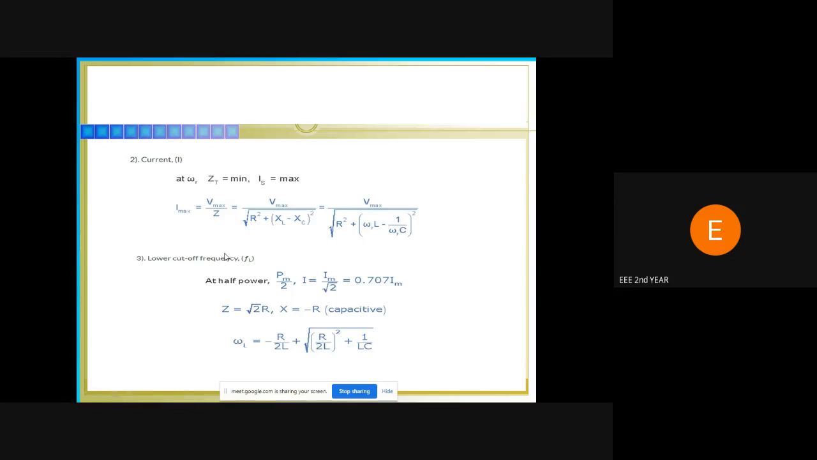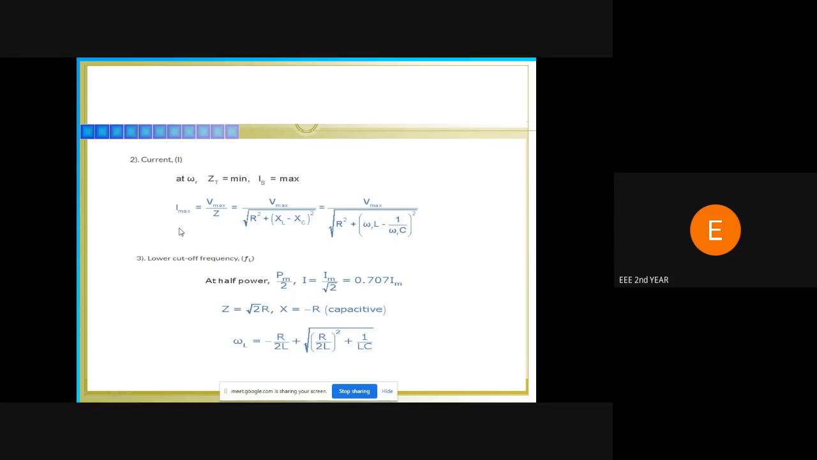Based on the current, the impedance is minimum, but your current is maximum. If both resistance and impedance are minimum, then the current is maximum. It is expressed as I max equals V max divided by Z, which is V max divided by root of R squared plus (XL minus XC) the whole squared.